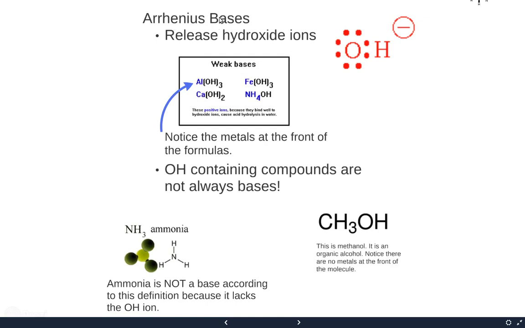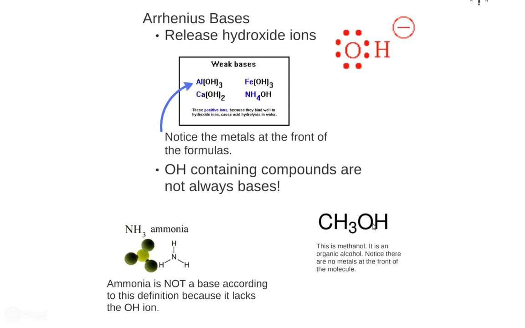For the Arrhenius model, you have to have the OH. So this though is not a base. This is methanol. It's got the OH in it, but that OH is called an alcohol group. It's one of the exceptions you're going to be looking for.